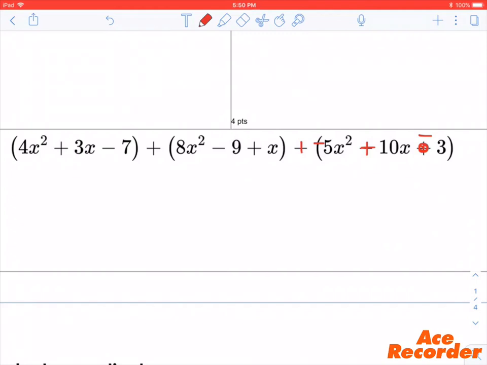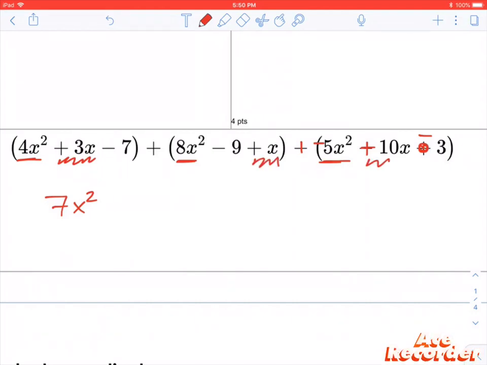And now I can combine like terms. So the highest exponent is squared, x squared. So 4 plus 8 is 12. 12 minus 5 is 7x squared. Next up is x. So I'm finding all the x terms and combining those. So 3 plus 1, remember this is a 1, is 4. 4 plus 10 is 14x.